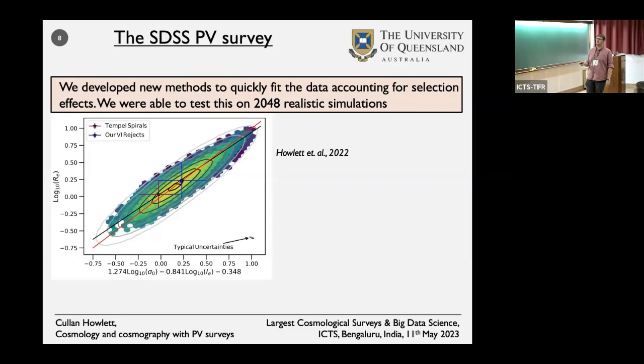On the y-axis, we have a measurement of the radius of the galaxy. And this is effectively telling you its size. And on the x-axis, we have the velocity dispersion and the surface brightness. And by calibrating this relationship, you can effectively predict the size a galaxy should have. You compare it to its observed size. And so any offset from the best fit line here tells you the peculiar velocity.